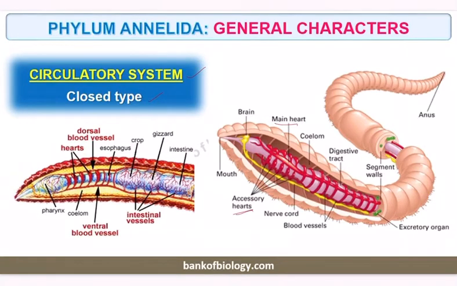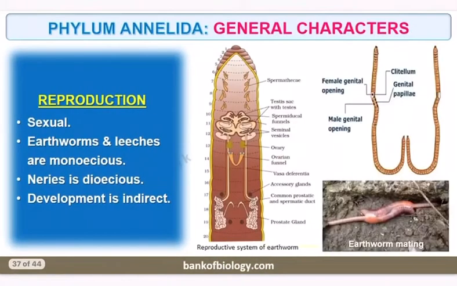Whereas in a closed circulatory system, the blood flows through blood vessels like arteries and veins. So here in Annelida, it is a closed type of circulation. As you are seeing, there is a main heart and there are accessory hearts, and blood vessels through which the blood flows. That's why we say closed type of circulatory system. Adding to that, there is a very large dorsal blood vessel and ventral blood vessel.